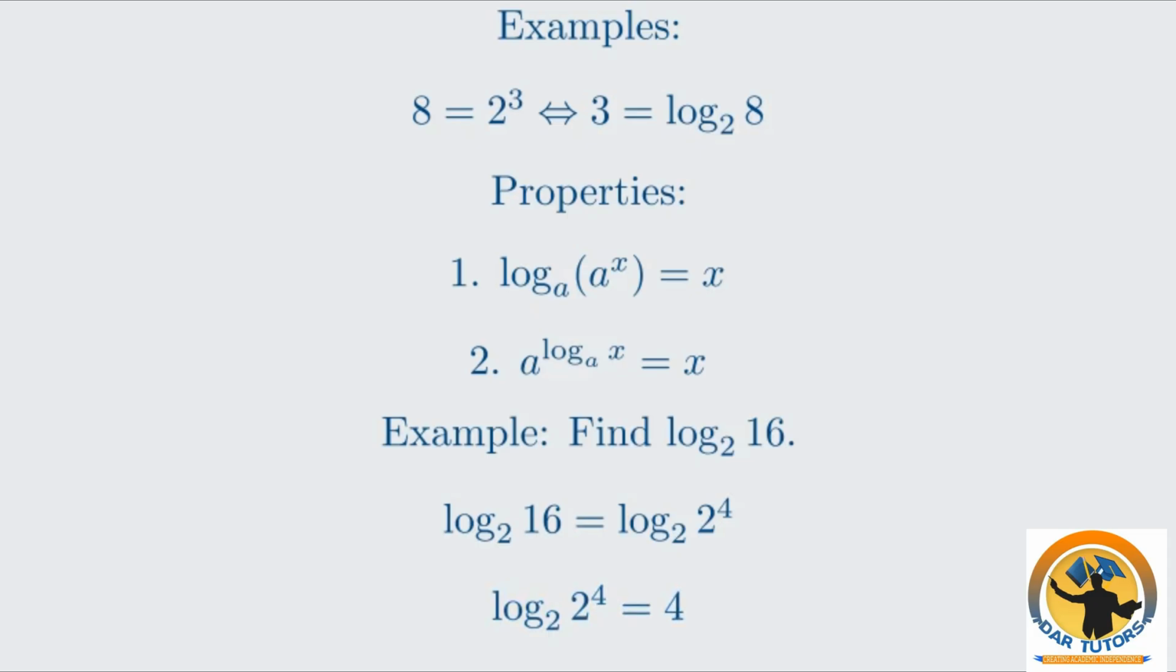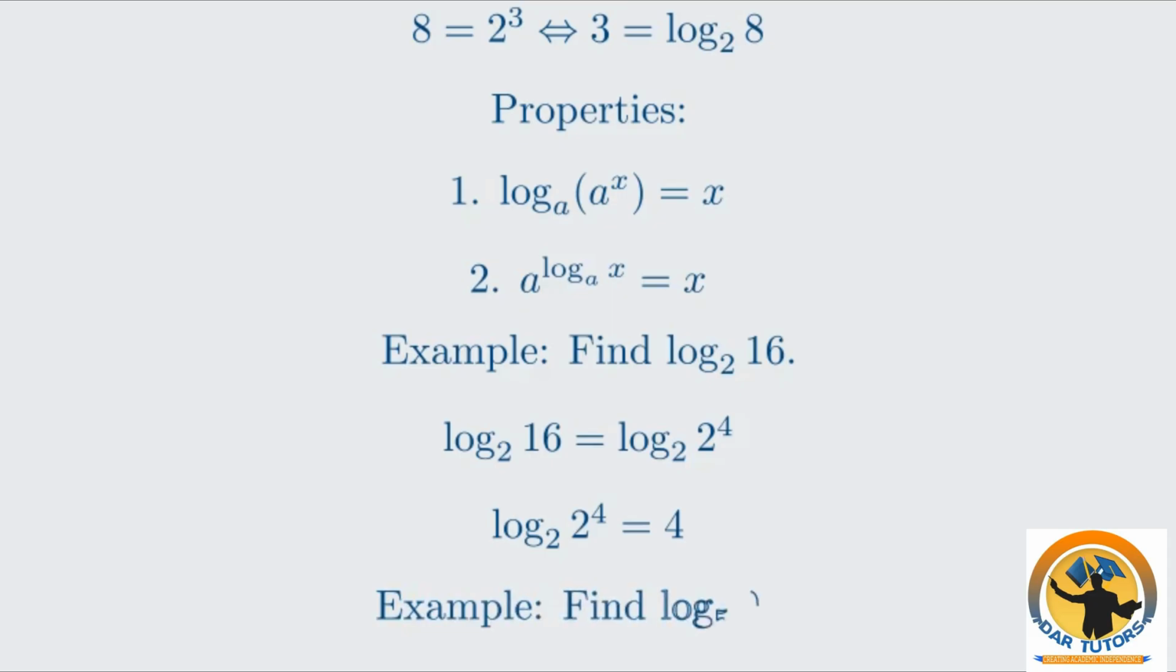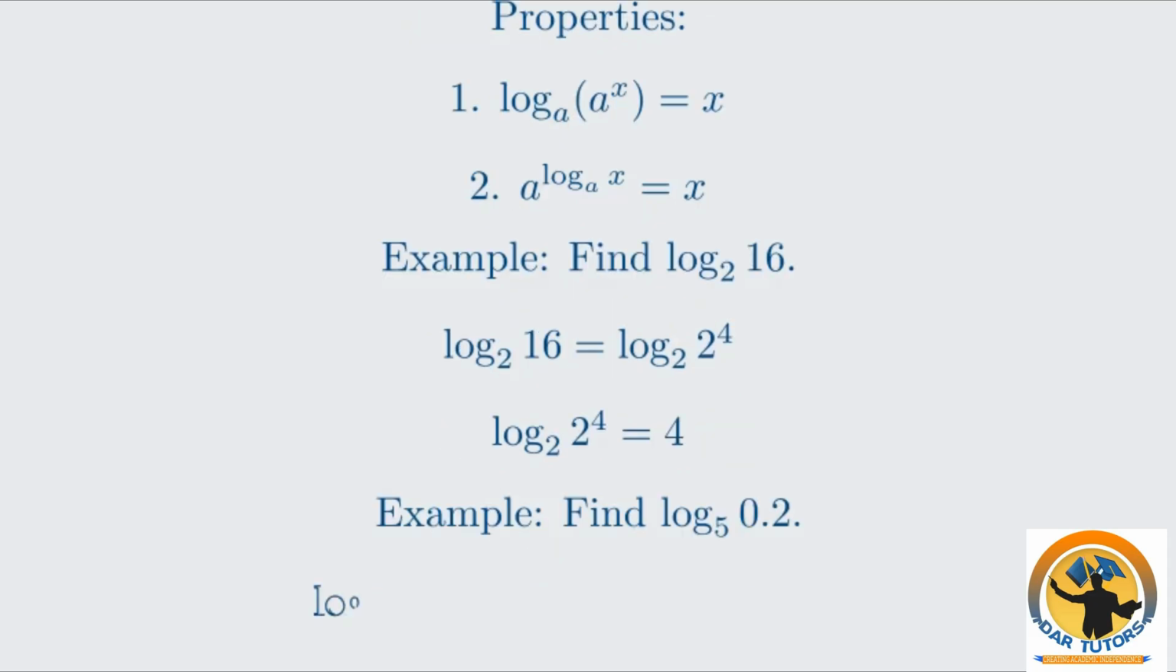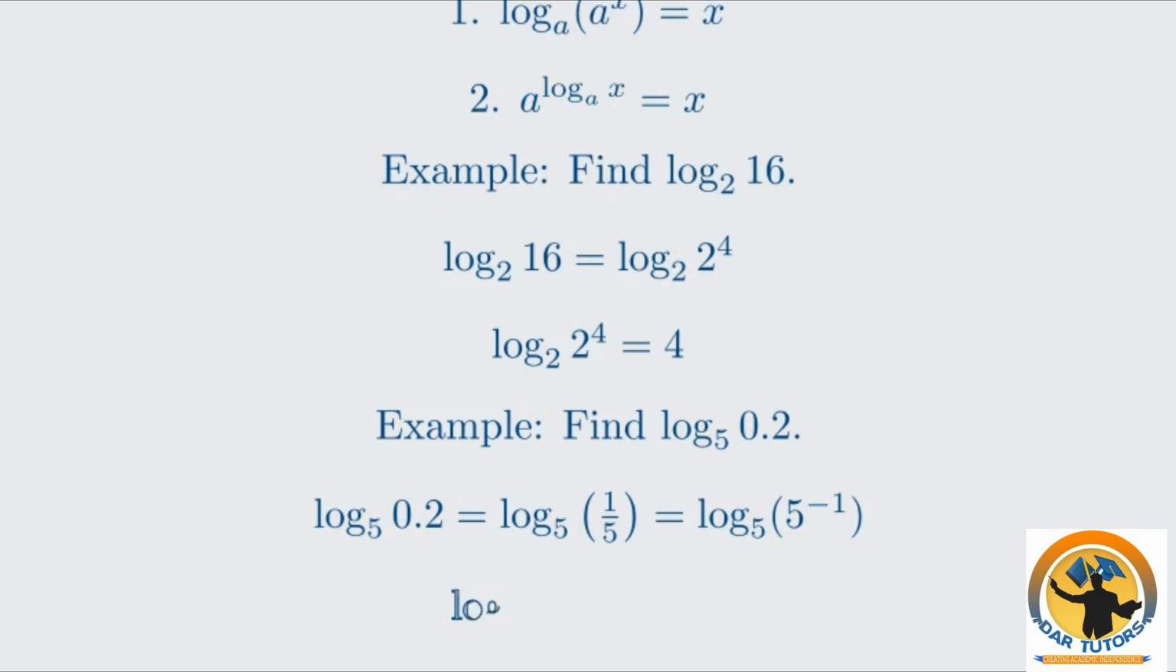Let's try another one. Find log base 5 of 0.2. First, let's write 0.2 as a fraction, which is 1/5. Then we can write 1/5 as 5 to the power of -1. So we have log base 5 of 5 to the power of -1. Again, using our property, the answer is the exponent, which is -1. So log base 5 of 0.2 is -1.